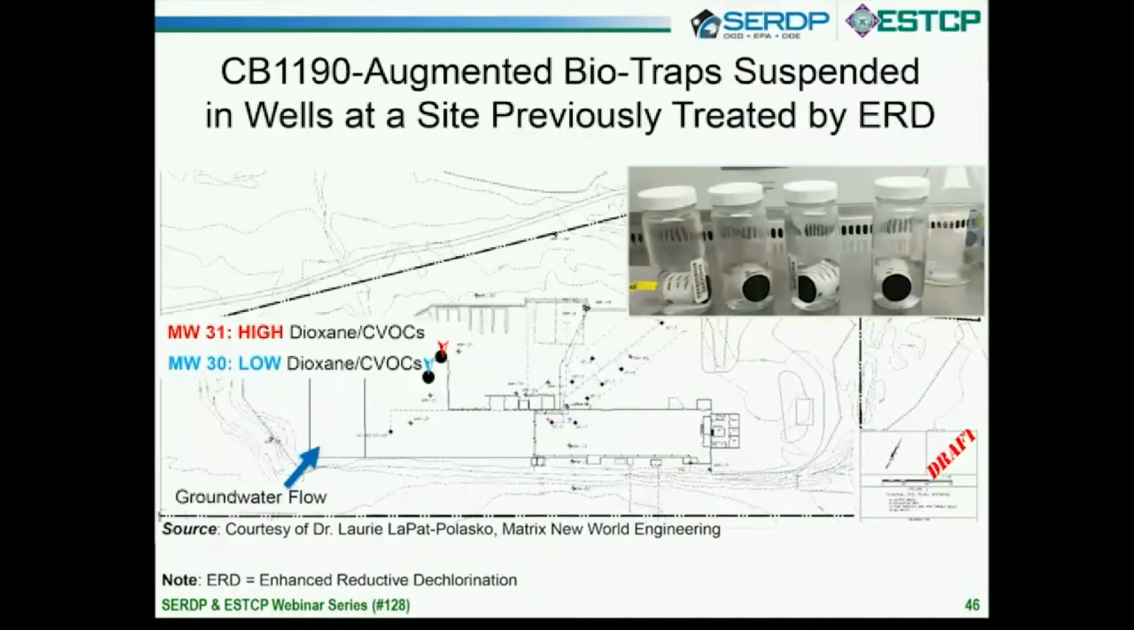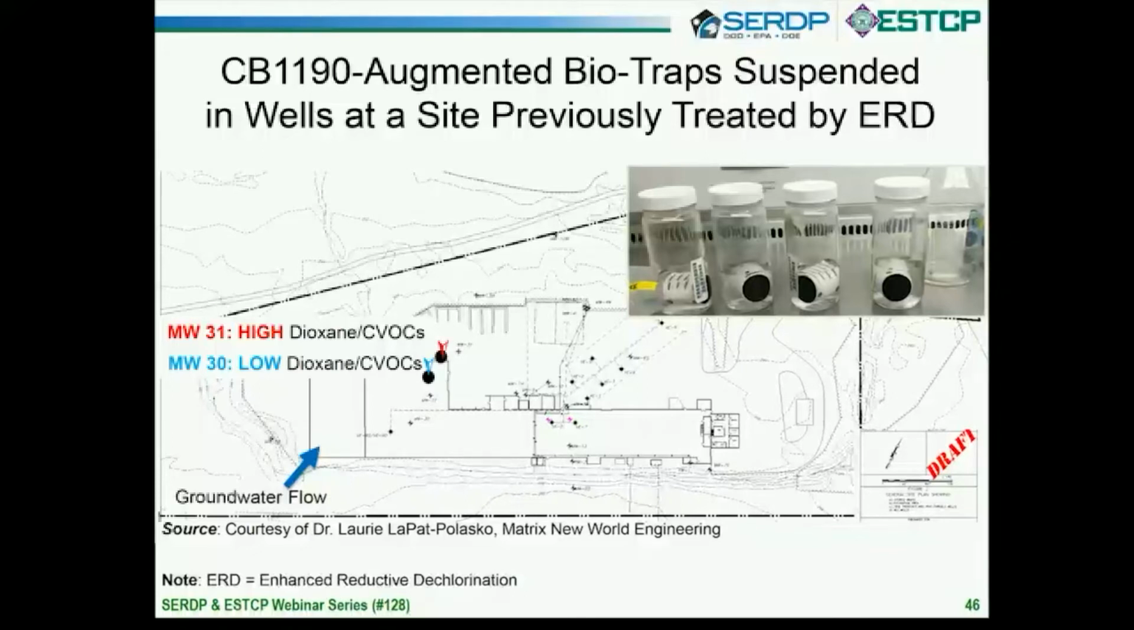And even though it was a limited scope project, we wanted to really have this proof of concept that this could work, getting aerobic and anaerobic KB1, CB1190 cultures to grow together, degrade chlorinated solvents and dioxane all at once, degrade cis-DCE, back and forth, all that. But we wanted to have a foot in the real world to show that this can actually work in the field. So we collaborated with Dr. Laurie Lepat Velasco of Matrix New World Engineering.